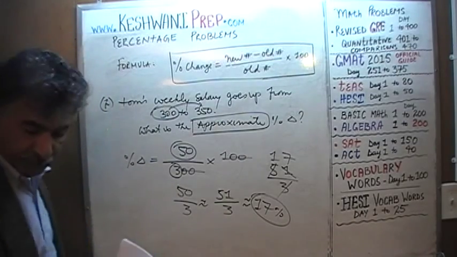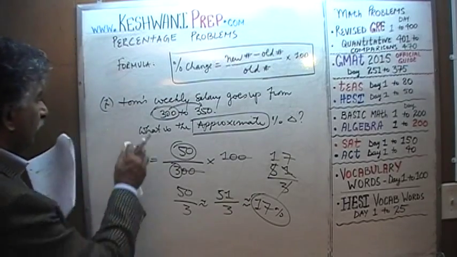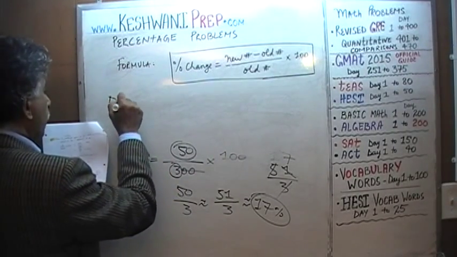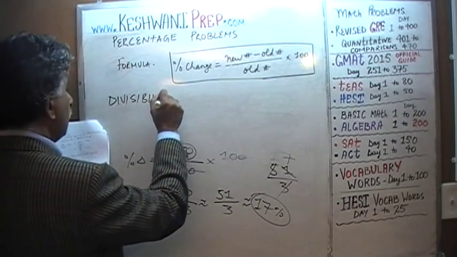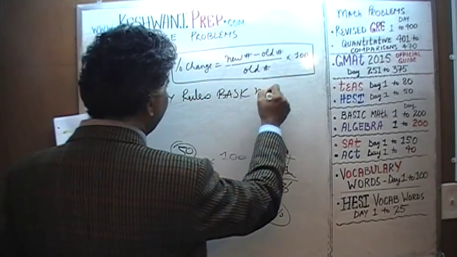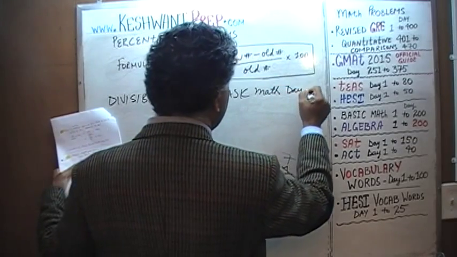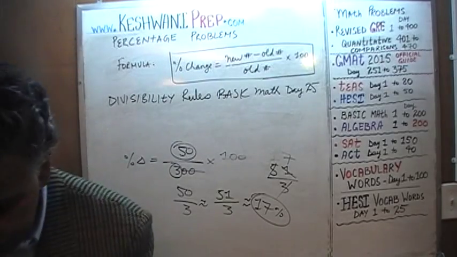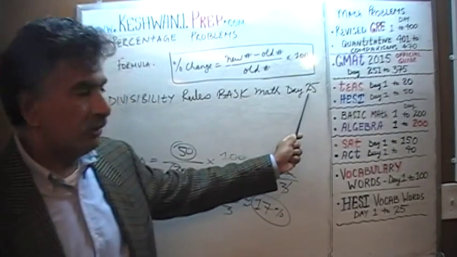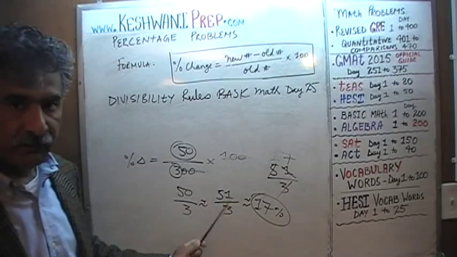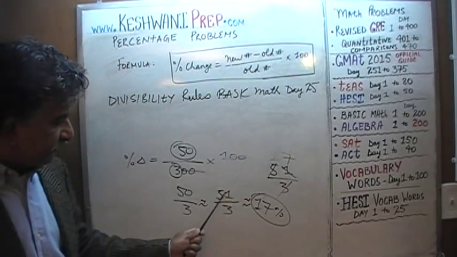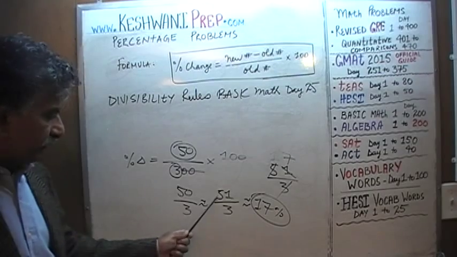Before I completely forget it, I'm going to make a note here before I go to the next problem. We learned a long time ago, and I'm going to tell you in a second where, divisibility rules in our basic math series on day 25. Basic math, day 25 in our basic math series. There are 200 videos in it. On day number 25, we learned this divisibility rule, how to recognize if a number is divisible by 3. And the answer is, as long as the sum of the digits is divisible by 3, the number itself is divisible by 3, which is why we approximated 50 to 51. Let's do the next problem.